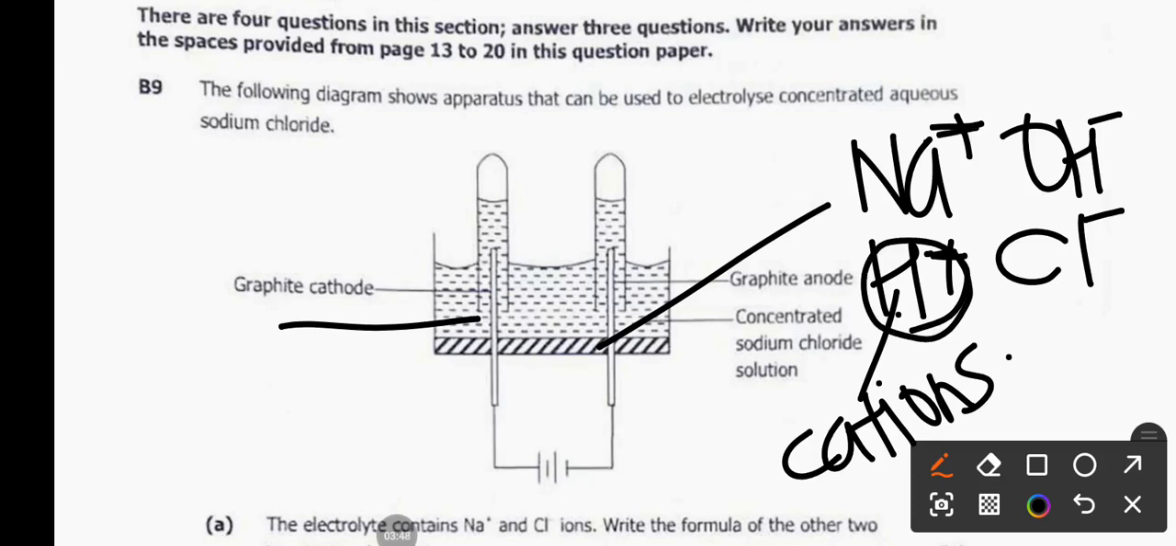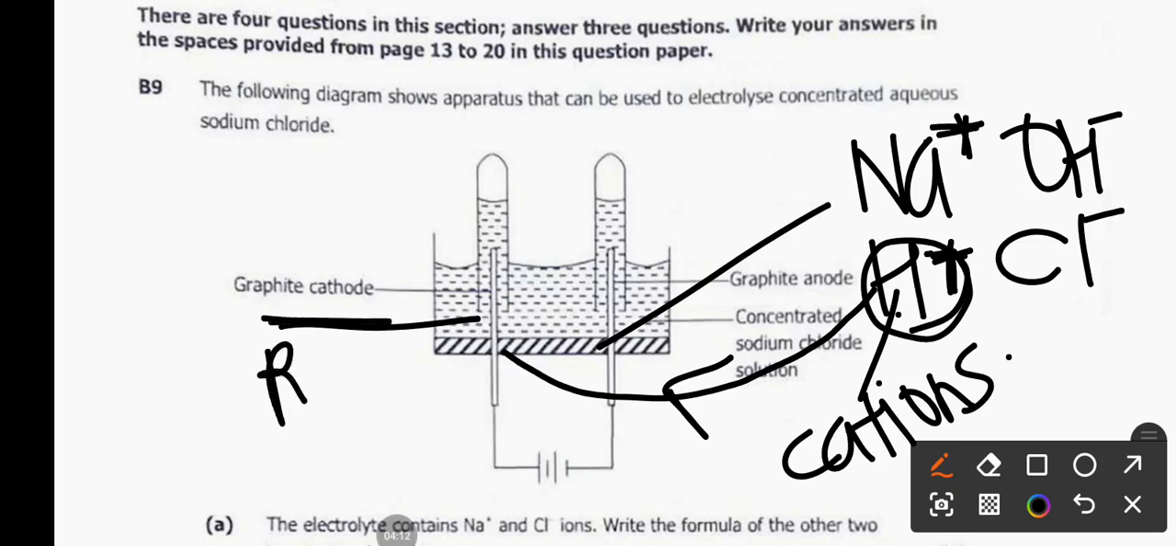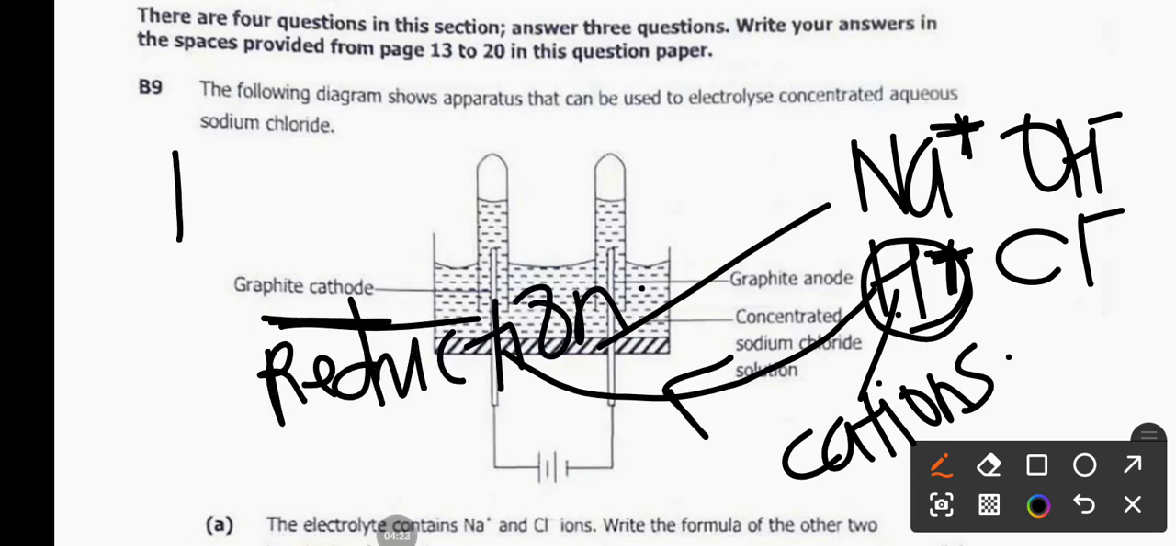Since the cations are positively charged, they would migrate to the negative terminal of the power supply, which is the cathode. So here we expect hydrogen to be discharged at the cathode. And we know that at the cathode, the type of reaction that occurs is what we call a reduction reaction, meaning that the hydrogen will gain electrons.